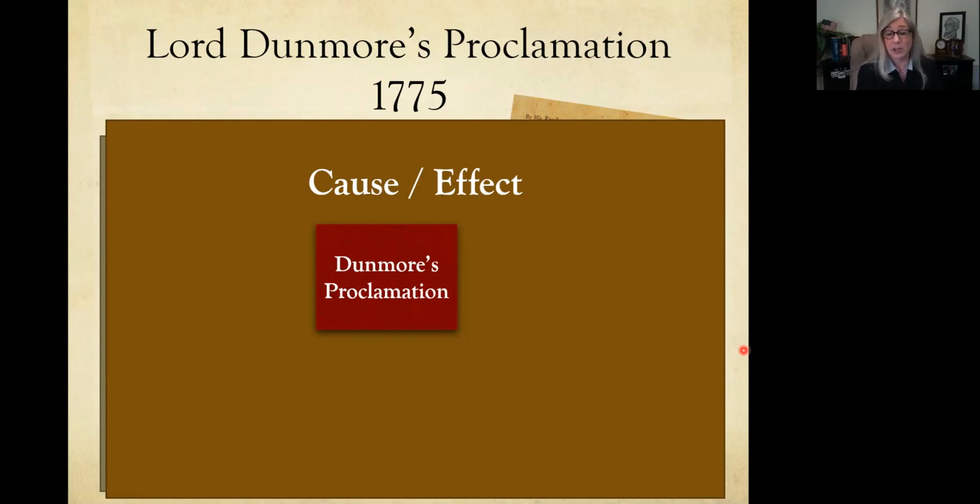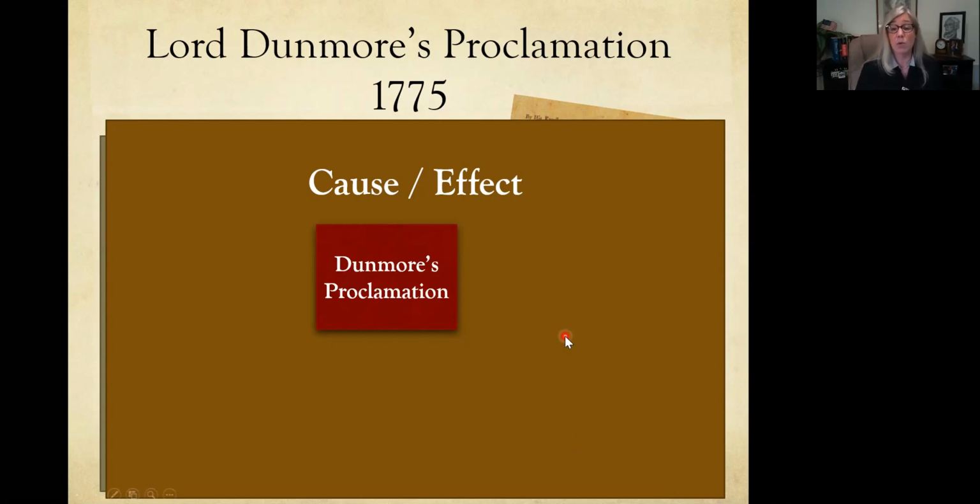And this proclamation offers freedom to enslaved persons or indentured servants who are willing to come and fight with the British Army. So as we've got more people who are gravitating towards that Patriot cause, the British are getting a little desperate, and they're trying to lure more individuals into the British side. Dunmore's proclamation is part of that.